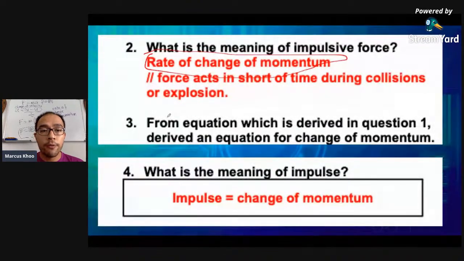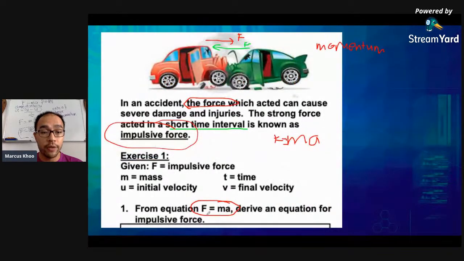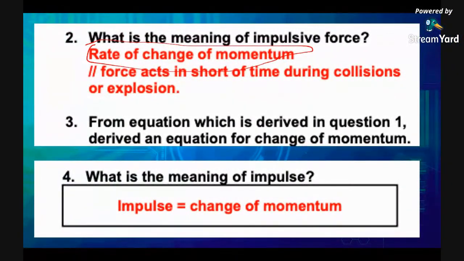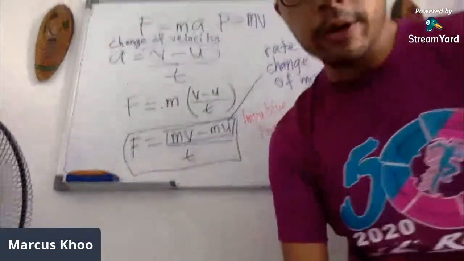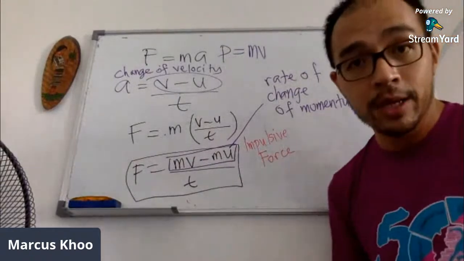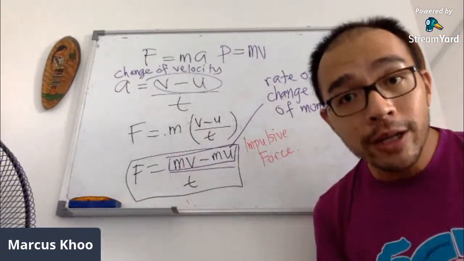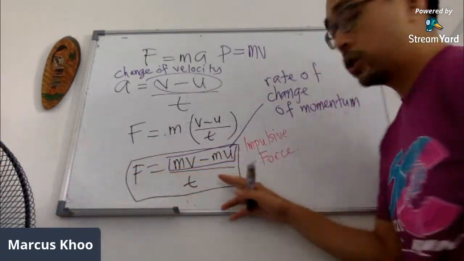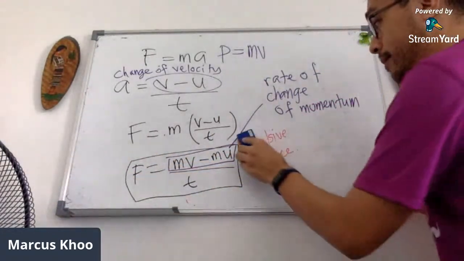Now from this equation that we've just derived, in this question over here, let us derive an equation for the change of momentum, just the change of momentum. So I'm going to come back to this. We have this one, the rate of change of momentum. So I just want to know what is the formula for the change of momentum. How do I change this so that I only get the change of momentum?